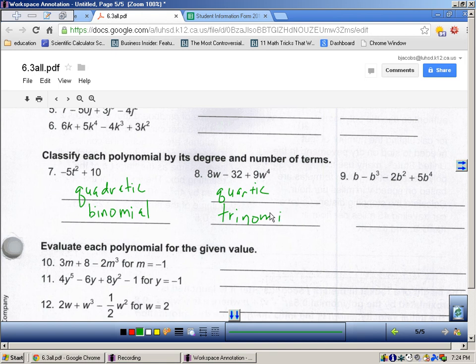I lost connection here, sorry guys. Power went out too. Uh-oh. That's strange.